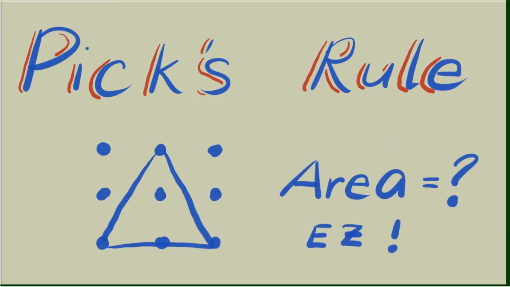Okay, Pick's rule. In this type of rule, what we're going to do is count the number of lattice points, and the operation involved is a simple addition and subtraction. Let's look at the first example and then apply Pick's rule. We have this coordinate grid right here, and what we're going to do is draw a polygon by connecting the dots. Let's say we have this triangle over here.